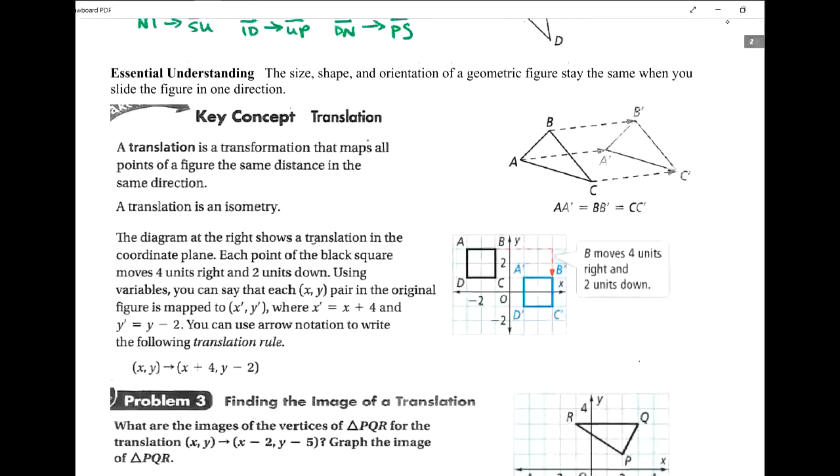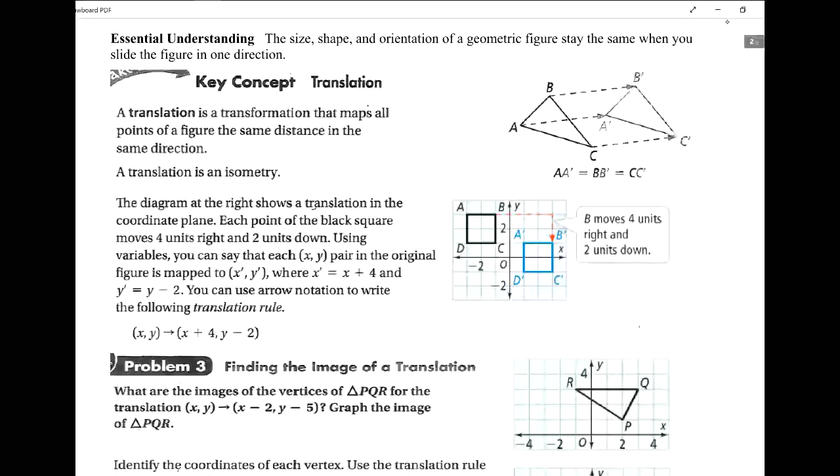All right. The size, shape, and orientation of a geometric figure stay the same when you slide the figure in one direction. This is called a translation. A translation is a slide. So orientation, if we flip it, the orientation changes. So a translation is simply just a slide.